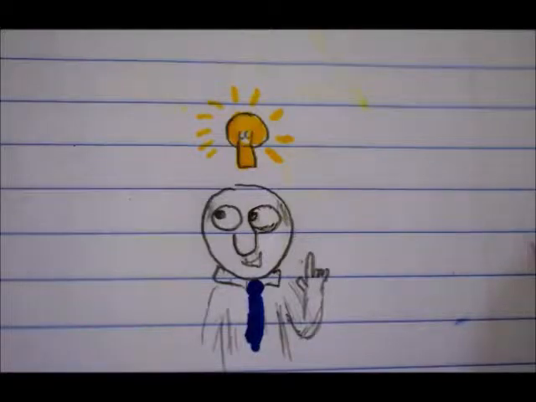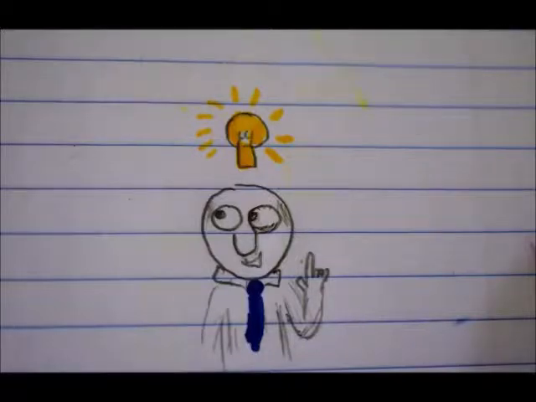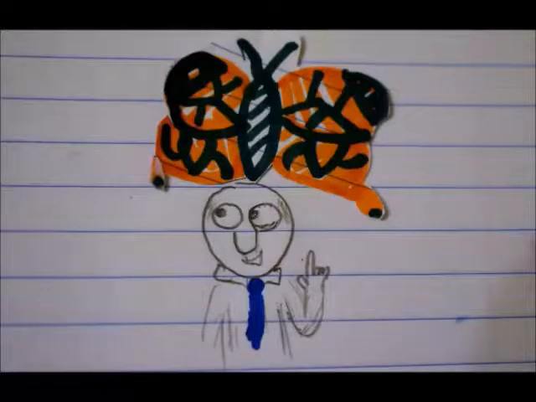It was here that Lorenz started to explore the idea of chaos theory, that there were too many factors to truly make accurate predictions about the universe. He also called chaos theory the butterfly effect.